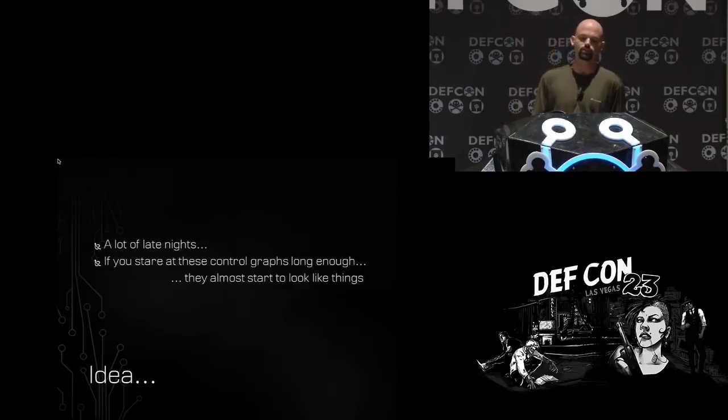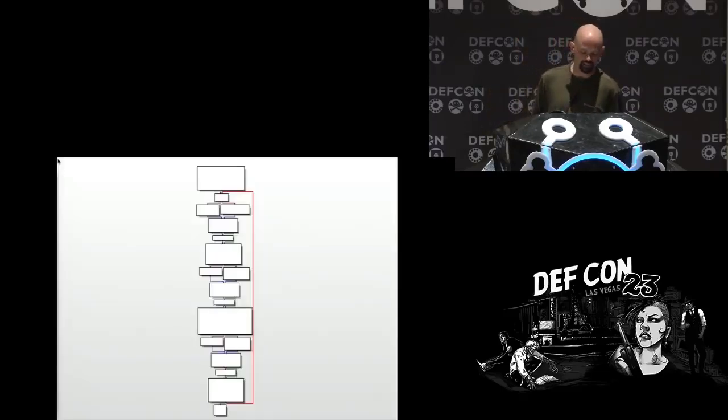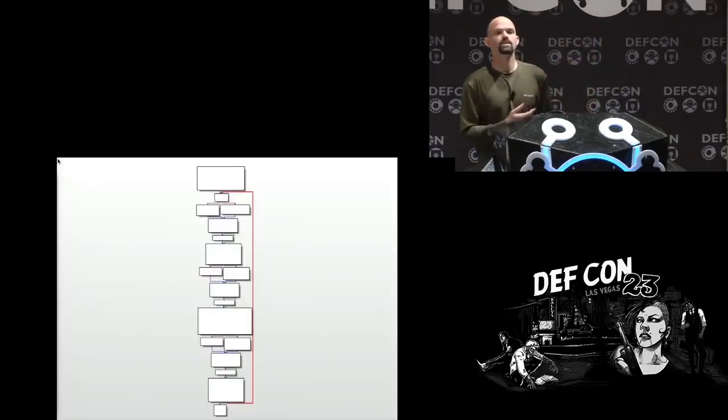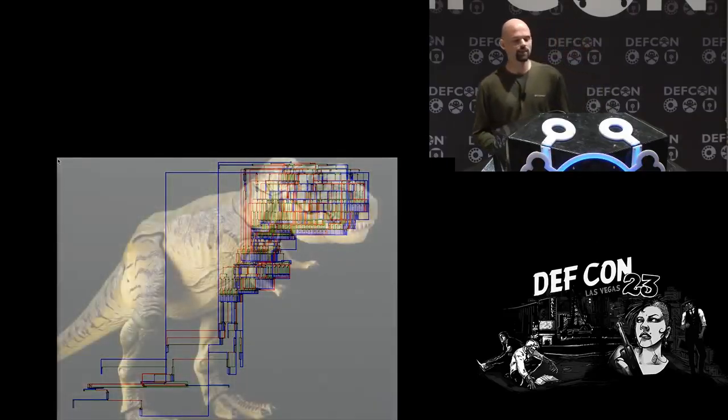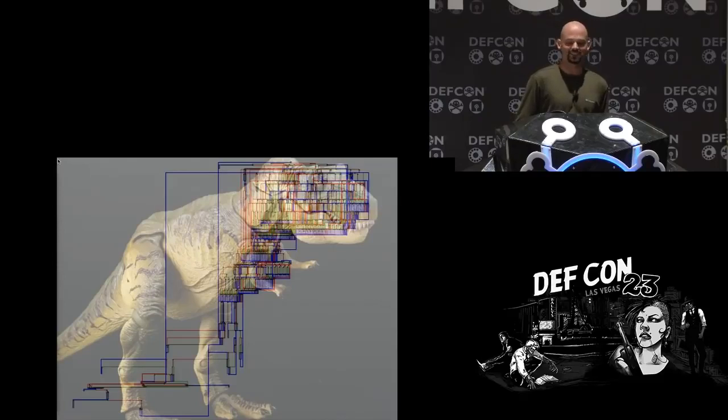So if you stare at these control flow graphs long enough, what I found is eventually they start to look like things. So this is a very, very simple control flow graph in IDA, but a lot of professional reverse engineers are dealing with very, very complicated control flow graphs in IDA. And when you're dozing off at 3 a.m., once in a while, you'll start to see things inside of these images. So I felt like this was a Tyrannosaurus Rex at 4 in the morning.